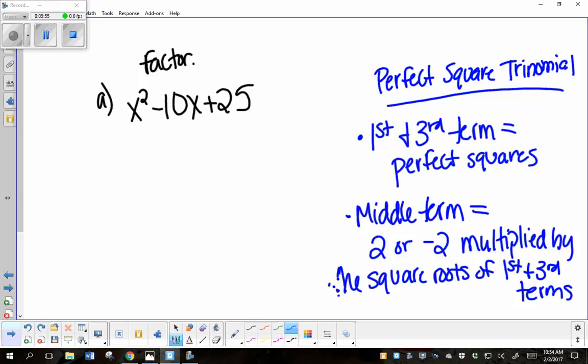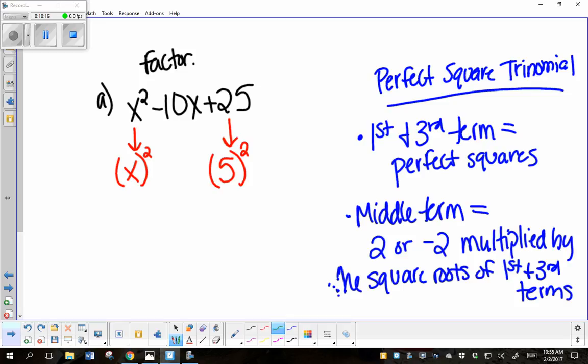So let's check. Are our first and third terms perfect squares? Let's look at x squared first. Well, that's a perfect square. That's x times itself. I know it seems silly to write that, but you want to make sure. Is something times itself equal to that first term? Last term. Is there something times itself that equals 25? Yeah. 5 times itself is 25.